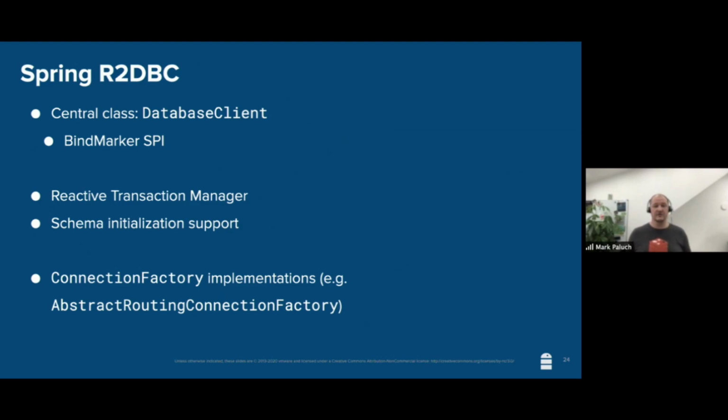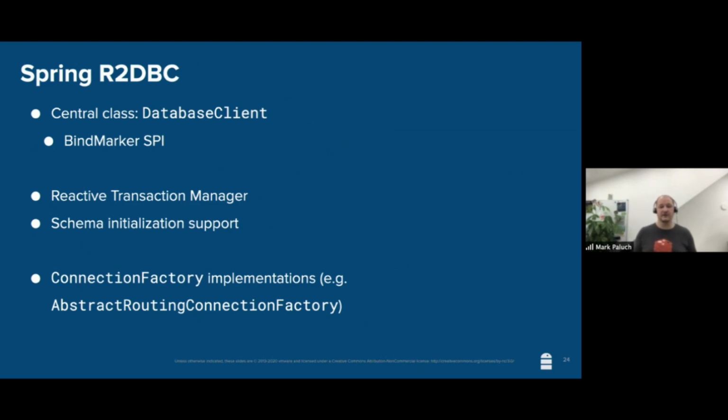It features a reactive transaction manager, so you can participate in database transactions that span multiple calls. You can do it on a service level, where you annotate particular methods with @Transactional, or you can use the TransactionalOperator to make a chain of database calls part of a transaction. It also ships with initialization support if you want to initialize your schema, that is creating the tables or importing initial data. A core concept to R2DBC is the connection factory.